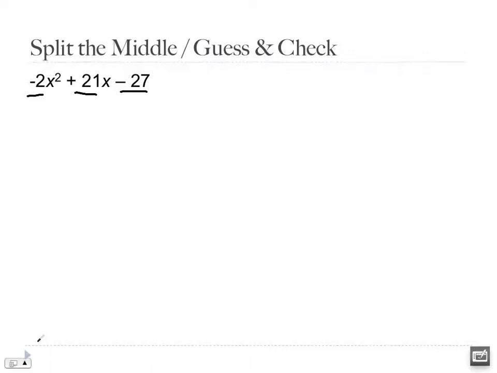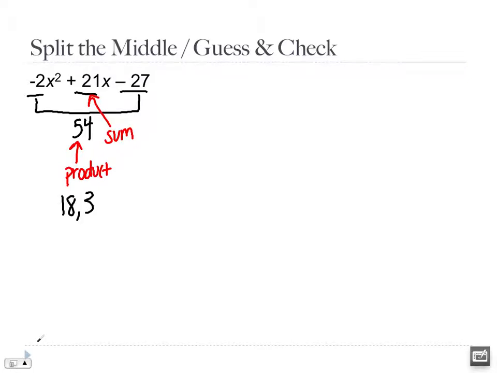Now we're going to start with the split the middle. First thing you want to do is multiply your a and your c. So negative 2 multiplied by negative 27 is positive 54. And remember that you should be doing this without a calculator. Now I'm looking for two numbers whose product is positive 54 and whose sum is 21. So two numbers that multiply to 54 and add to be 21. Those two numbers are positive 18 and positive 3.